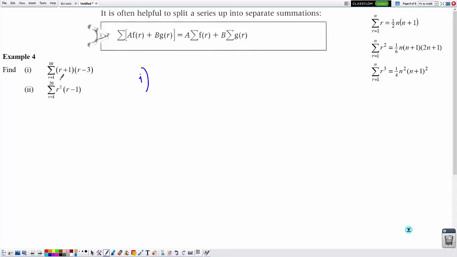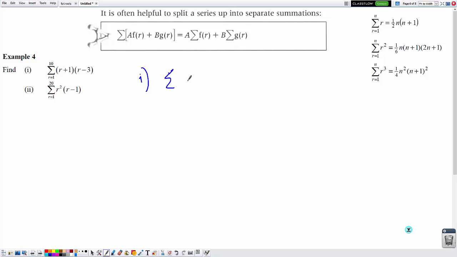So I've got sigma from 1 to 10 of r plus 1, r minus 3. Now I can't split this up yet. So what do I need? I need an addition to split it up, or I need something factorized I can factorize out. I can't do that here. By the way, notice this a and this b are constant. So you can't just take out r plus 1, because r plus 1 is not a constant. r changes. r goes from 1 to 10. So when you see something like this, you do need to multiply it out.